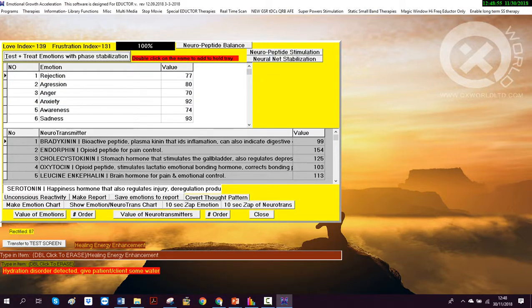We want the love to be twice as high as the frustration. So here it's almost the same. So we would say we need more love here. And then we would correct it again. We have the neuropeptides that are so important for the brain. So again, the emotion and the biochemistry of the brain are very much related.